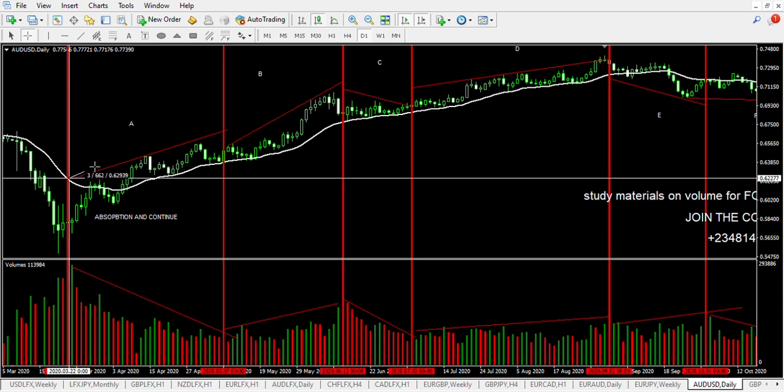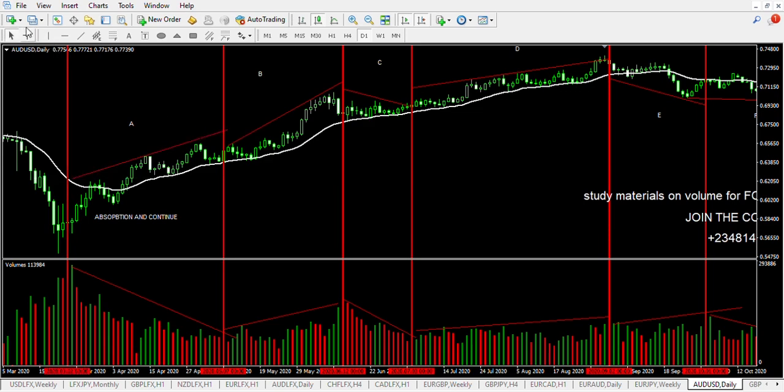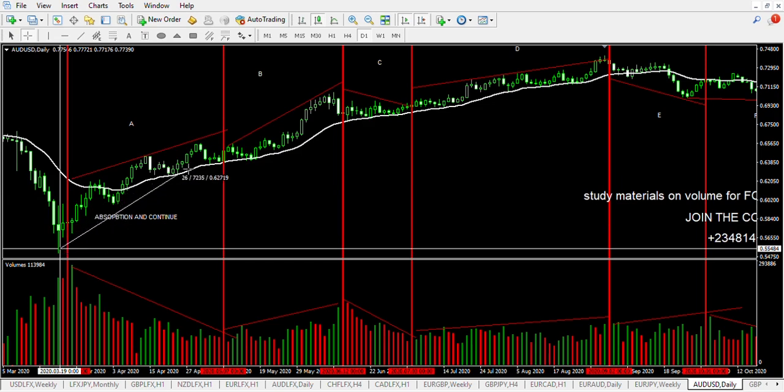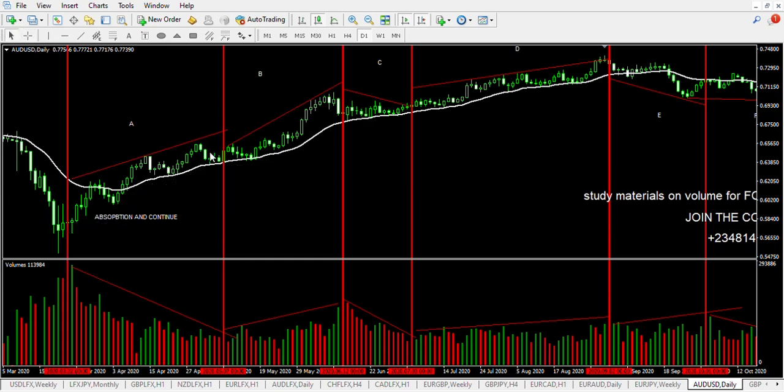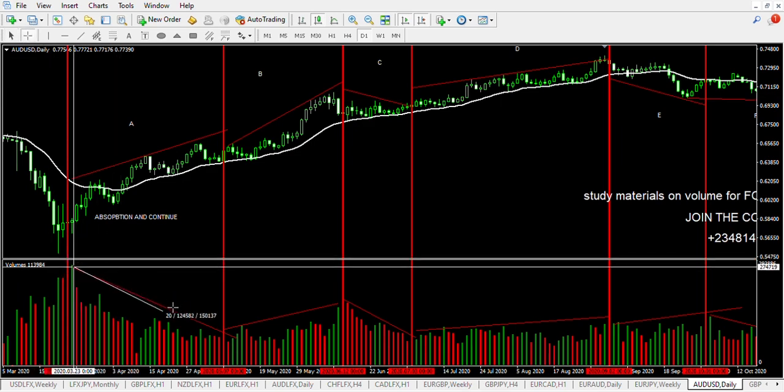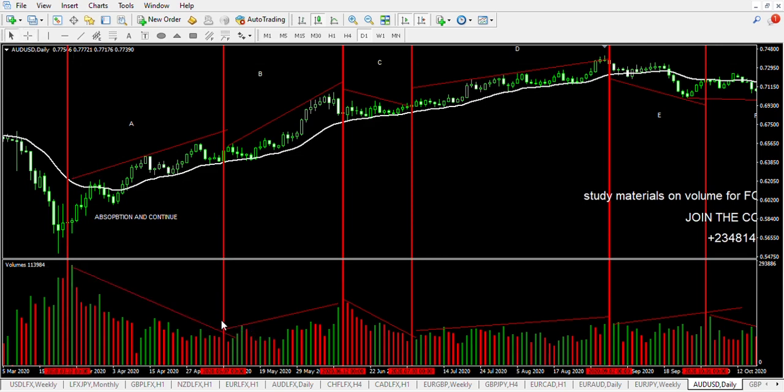Volume increases. Sorry, price increases. Price made a higher low. That means a bullish market. But what happened to volume? Volume decreases. There's a decrement in volume. To say that what? That as at that time isn't a bullish market. It is a retracement. That is a retracement in respect to another higher time frame.